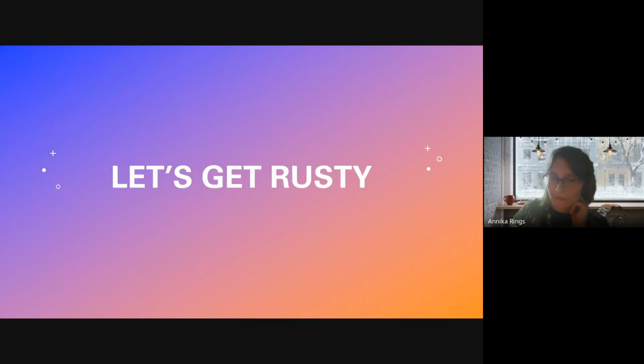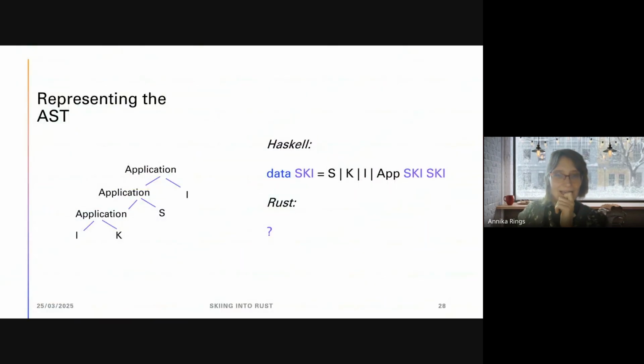So I don't want to show the entire code, but I want to show one particular aspect of it, which is how I chose to represent the abstract syntax tree. If this is like a picture of the tree, in Haskell I would quite literally translate that into a data type called ski, and this can be either an S or a K or an I or an application of a ski to another ski. And I think this is pretty descriptive, but how do we do that in Rust?